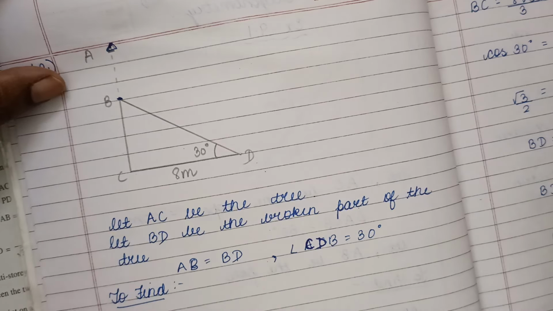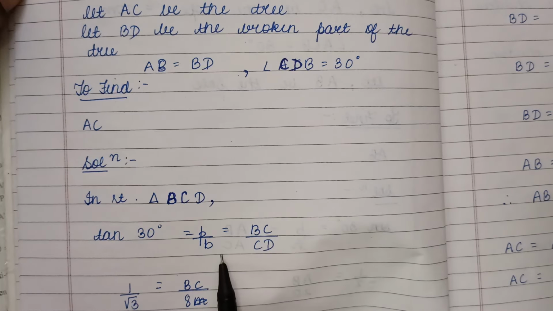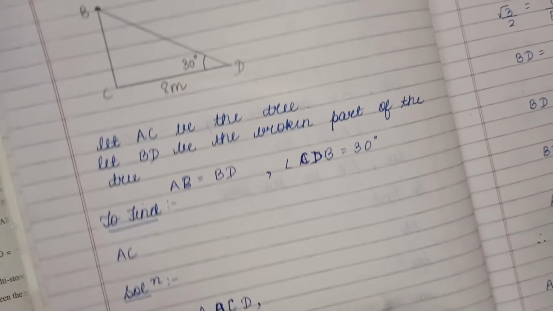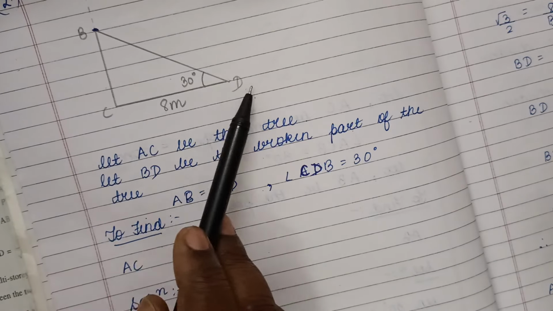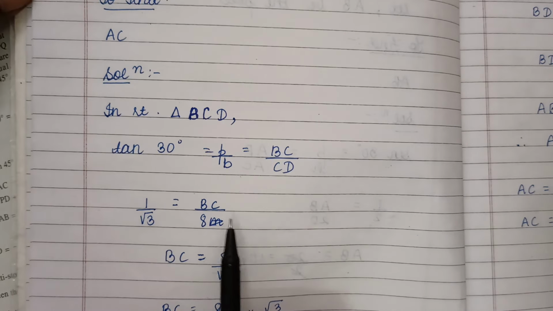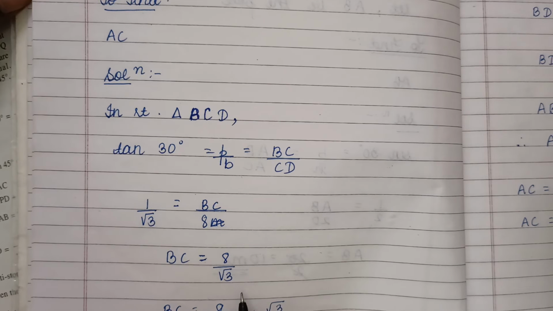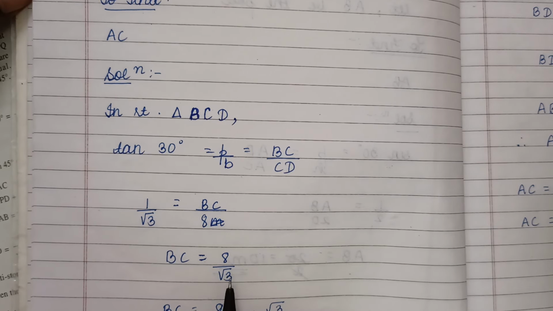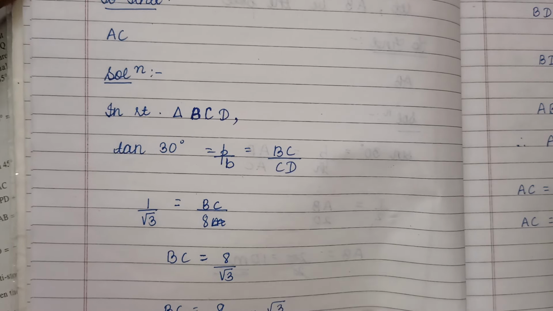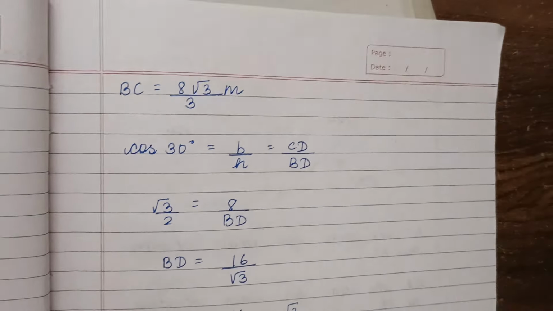So I'm first using tan theta to find out BC. Tan theta is equal to P by B, that is BC by CD, isn't it? Tan 30 is 1 by root 3, equal to BC by CD, which is 8. So BC equals 8 by root 3. We cannot leave it like this, we will rationalize it. So I am multiplying and dividing by root 3. So it becomes 8 root 3 by 3 meter.